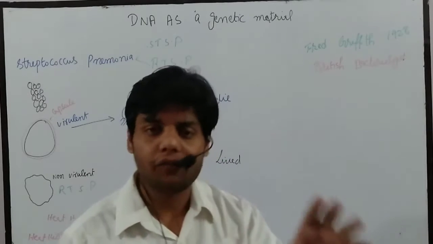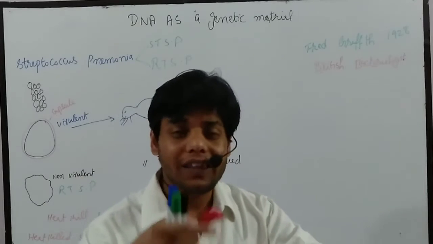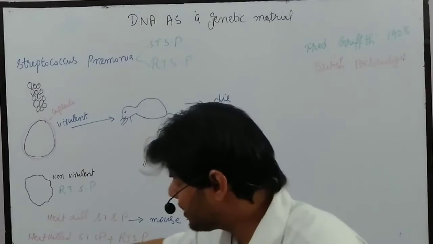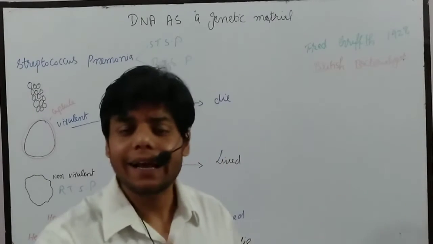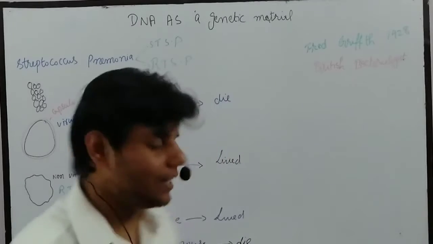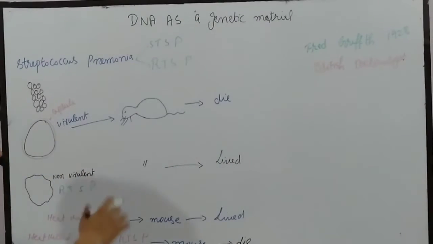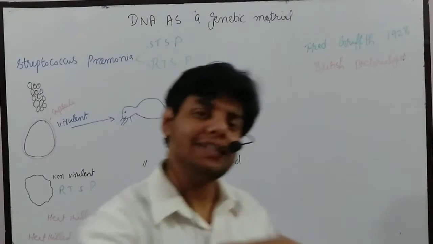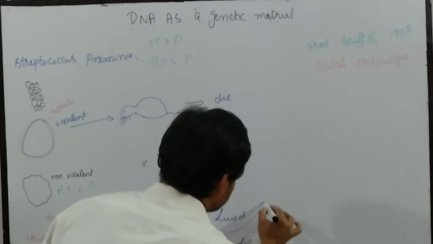Finally, Griffith concluded that there was something transferred from this bacteria to the S-type, and he concluded that it was actually the DNA. He said that it was actually the DNA, and finally he proved that DNA is a genetic material.